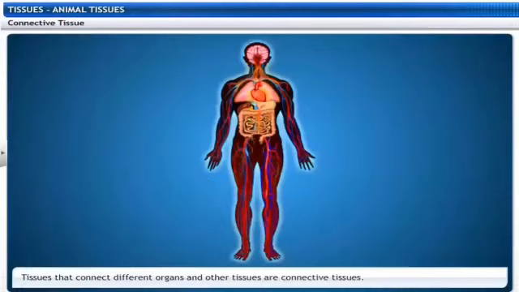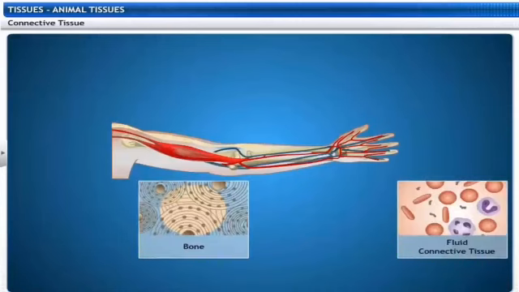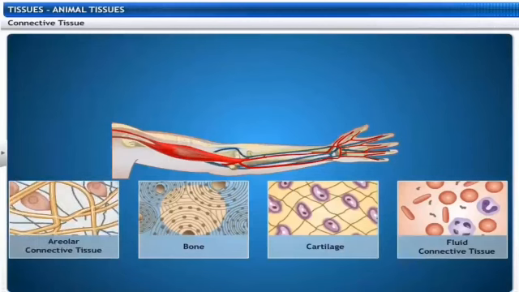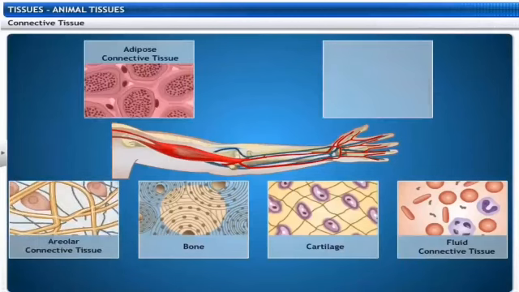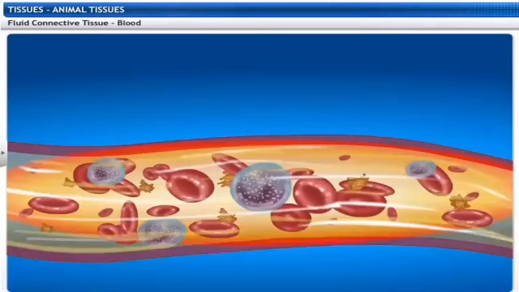Now let us observe the connective tissue and the muscular tissue through the animated versions of it. Well, the tissues that connect different organs and other tissues are basically said to be the connective tissues. So they connect the entire body. They are the fluid connective tissue, the bones, the cartilage, the areolar connective tissue, the adipose connective tissue, the fibrous connective tissue.